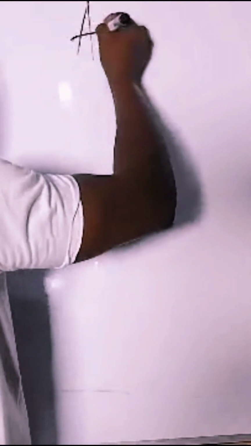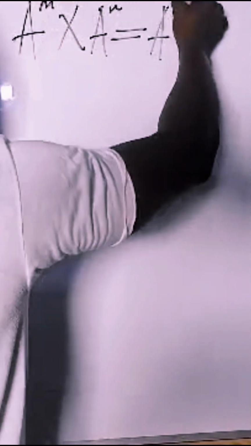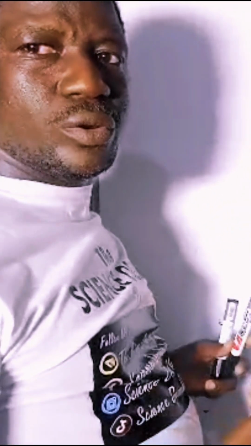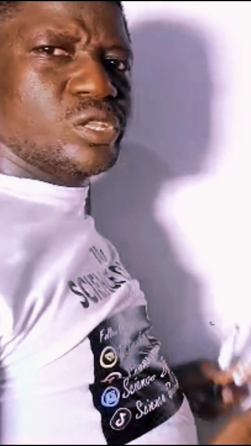The first law of indices states that a raised power m times a raised power n is equal to a raised power m plus n. This is what we call the first law of indices. So we are looking at how it originated, otherwise called the derivation, using the analytical method, and of course using what is called the arithmetical method.